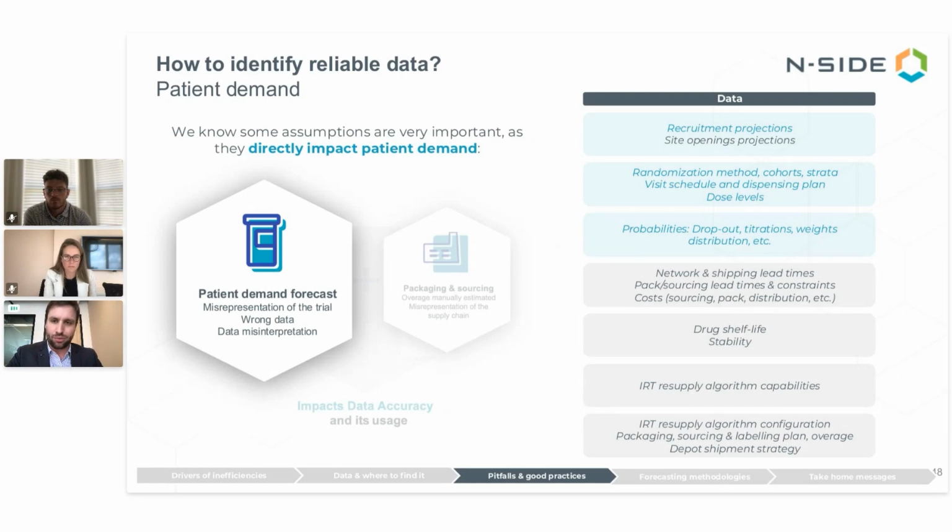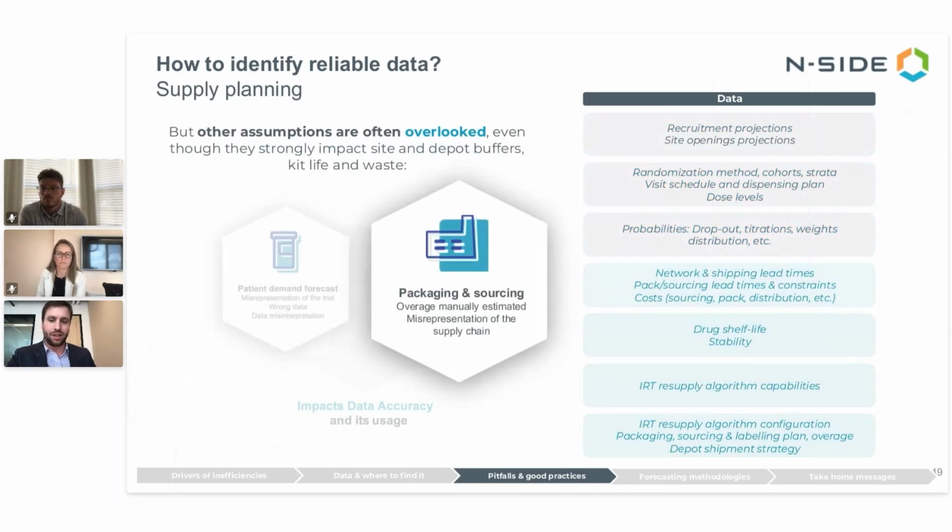But to have a really global forecast, you also need to add some elements related to the supply chain. And these assumptions, we observe that sometimes they are really overlooked, because you need to have a system that is able to integrate this kind of assumptions to have a good forecast.